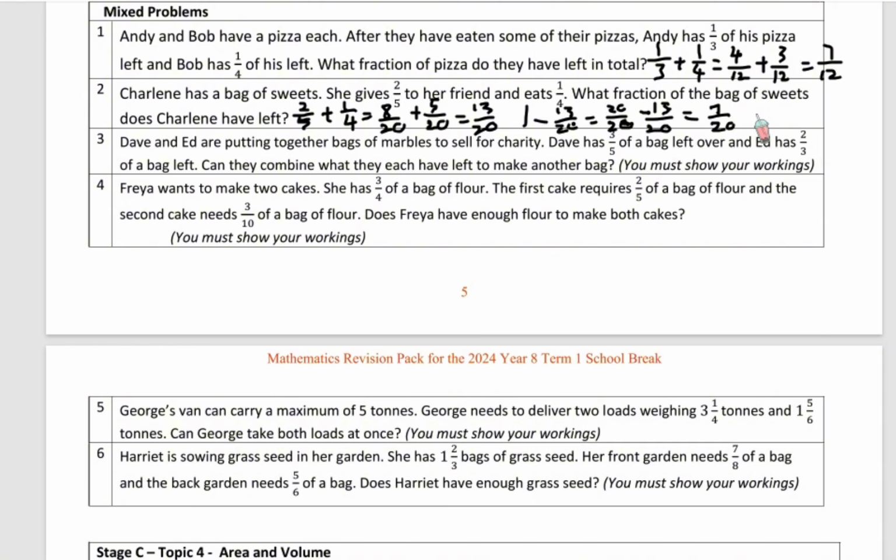Dave and Ed are putting together bags of marbles to sell for charity. Dave has 3 over 5 of a bag left and Ed has 2 over 3 of a bag left. Can they combine what they each have left to make another bag?